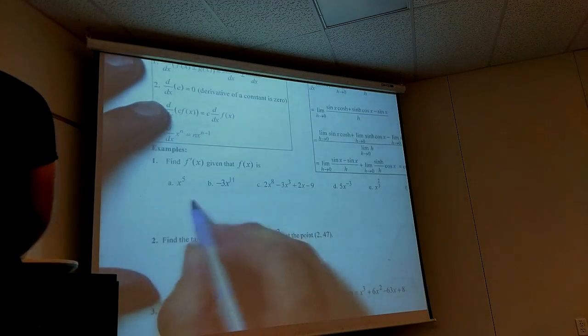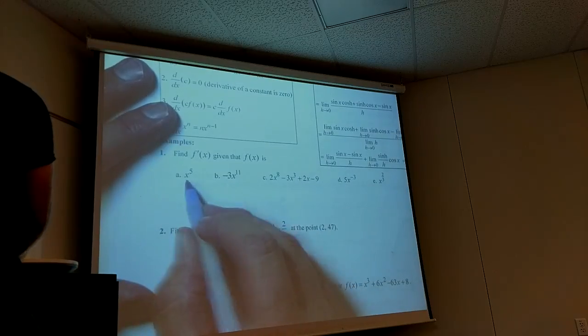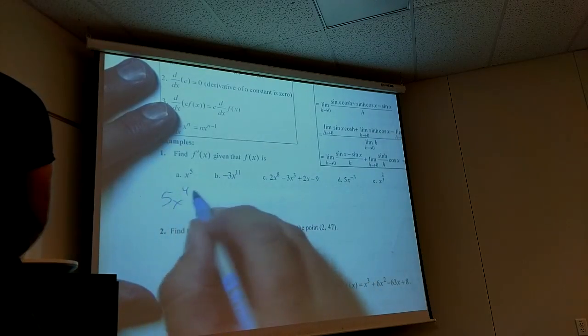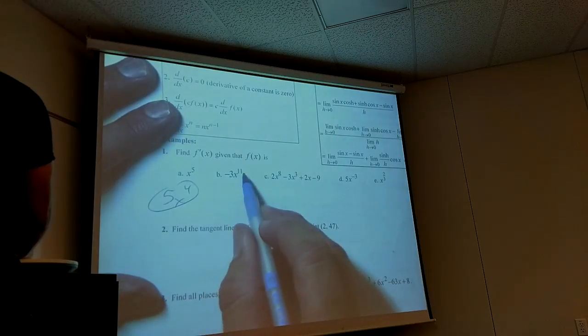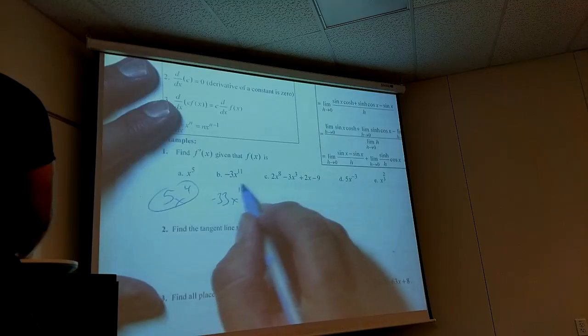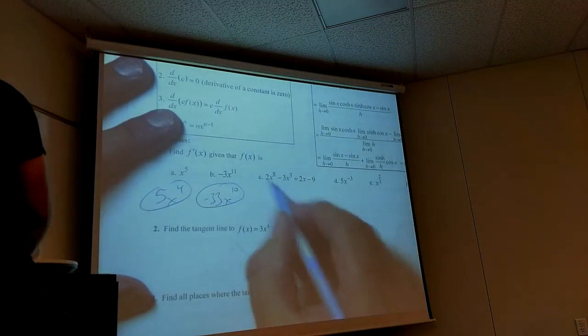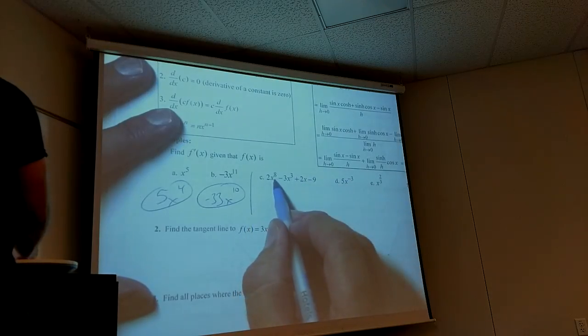So here I start off kind of nice. What's this guy here? Yeah, this should be 5x to the 4th. Negative 33x to the 10th. Cool. Nice and easy. This one's not too bad, even though it's got more stuff in there.